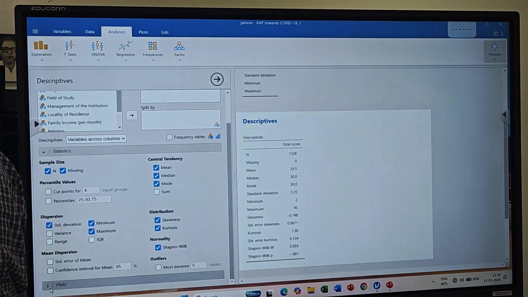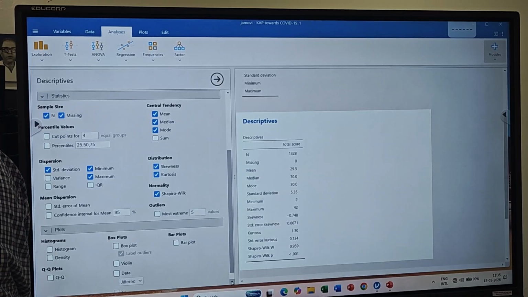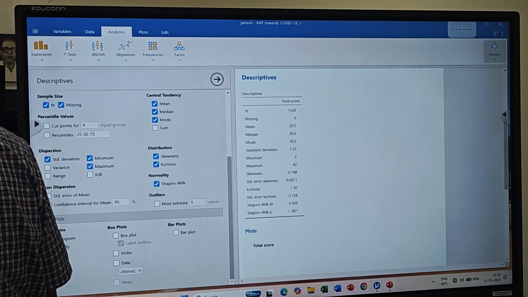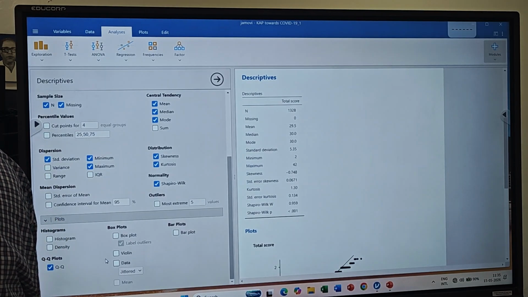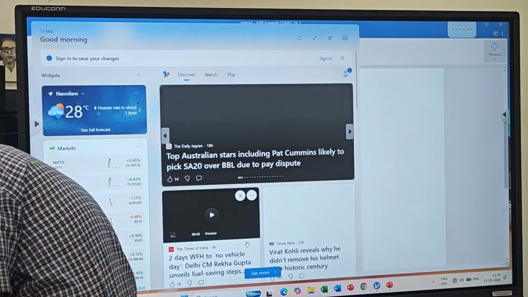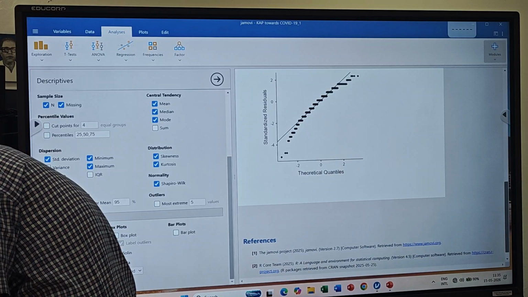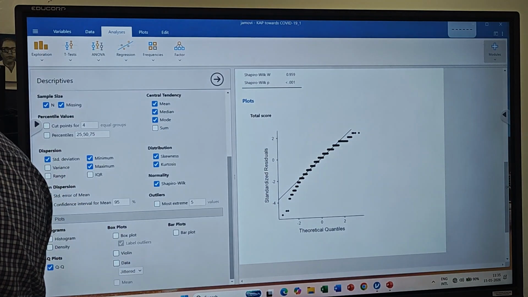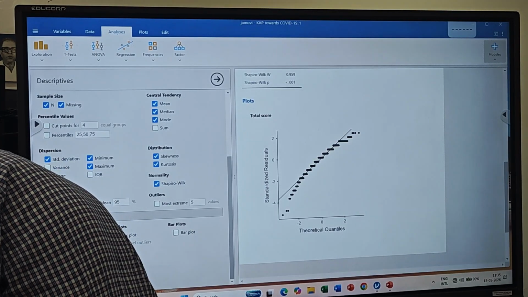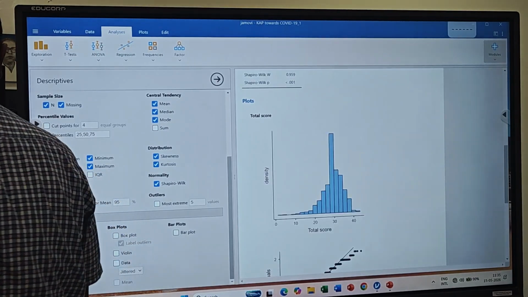Then again, QQ plots. You have QQ plots here. Just click it, you will get it. And histogram, just click it, you will get the histogram. So that's it.